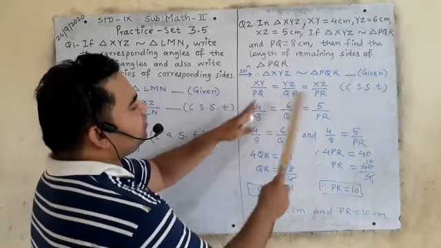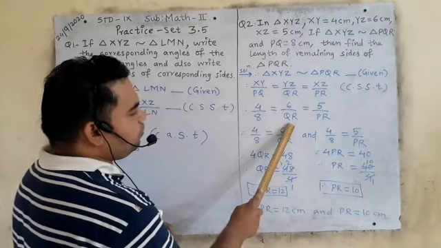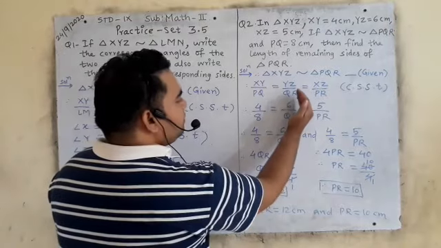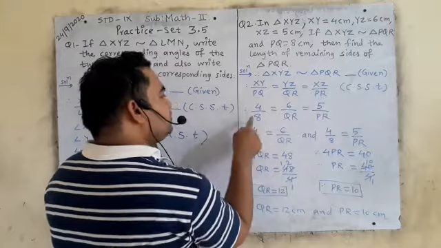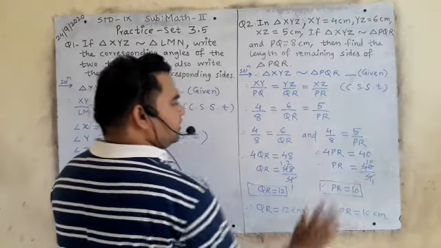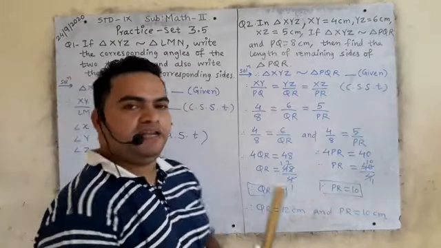First we will write the corresponding sides of similar triangles. Then we will write the given lengths, and then we will find QR and PR. To find QR we will utilize these two ratios. And to find PR we will use the first ratio and this third ratio. We will do their cross multiplication.